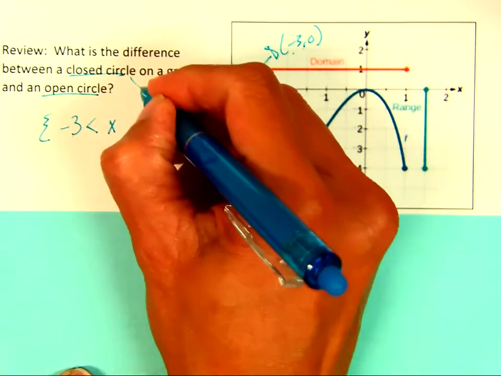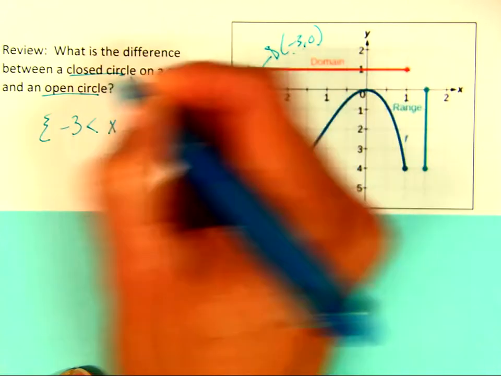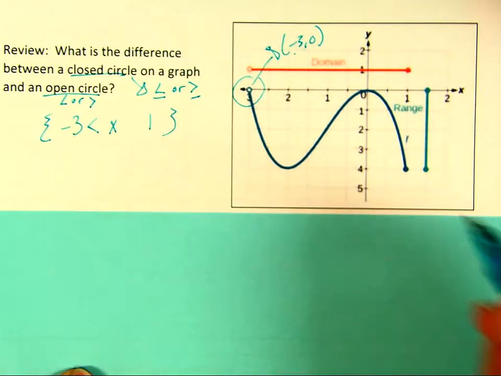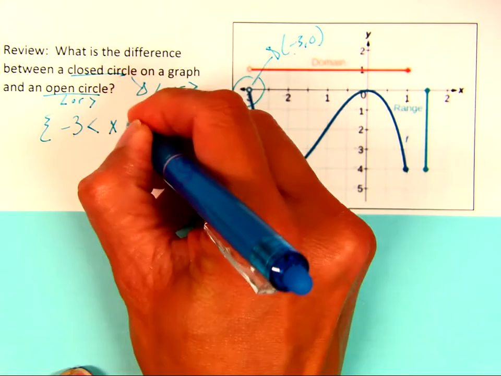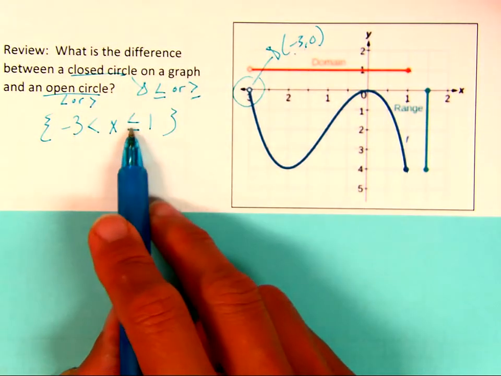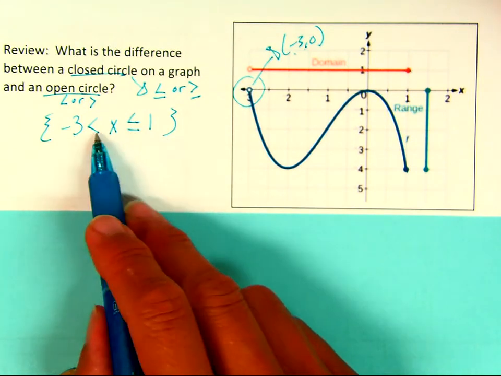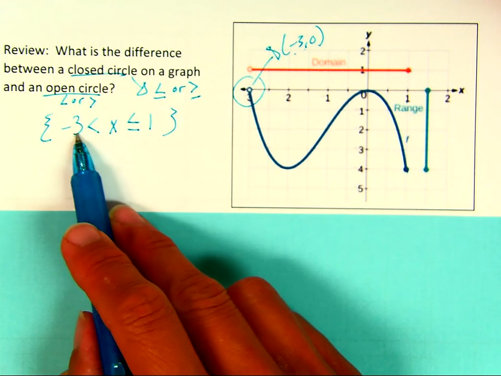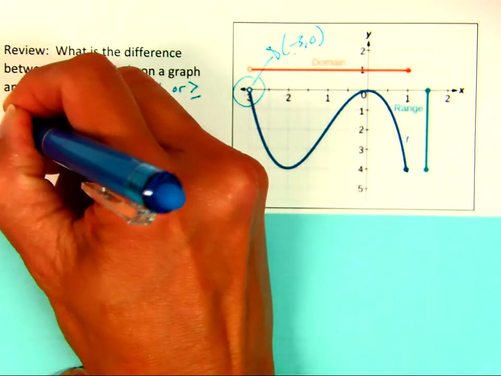In a closed circle, I use less than or equal to, greater than or equal to, but in an open circle, I would just use a less than or greater than sign. On the other end, though, it is a closed circle. So I know that that 1 is included. That's why I put less than or equal to 1, because the 1 is equal. And this one just says x is greater than -3, so it can't equal -3. So that would be my domain on my graph.